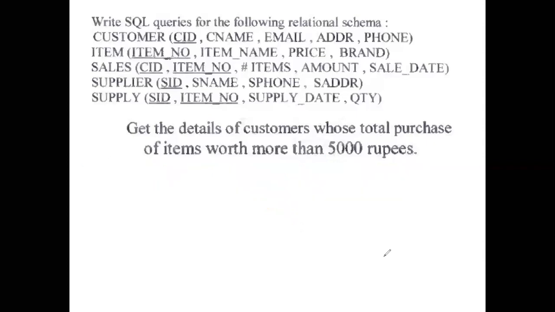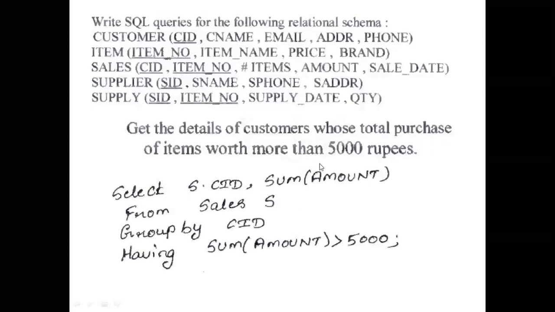So let us look at the complete query. So select CID, sum of amount from sales, group by CID, having sum of amount. So here again, details of the customer are asked, so we need two tables and join them.